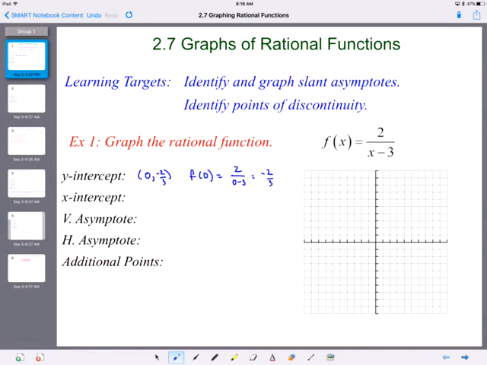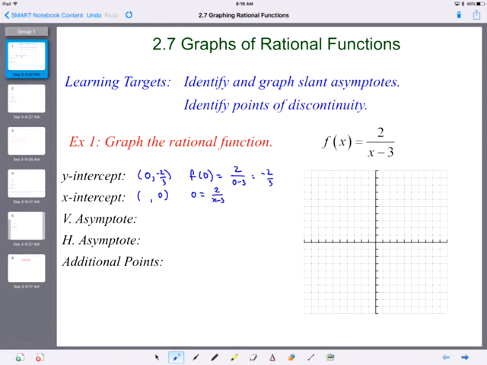How do you find the x-intercept? Well, the x-intercept, where the graph crosses the x-axis, is when y is equal to 0. So now you're going to plug 0 in for the function, the output. So 0 is equal to 2 divided by x minus 3.